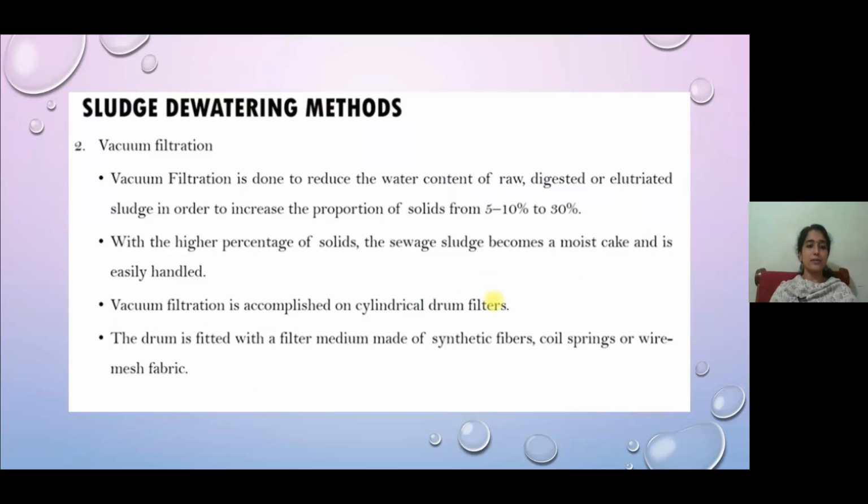Then the next method, that is vacuum filtration. Vacuum filtration is done to reduce the water content of raw, digested or elutriated sludge in order to increase the proportion of solids from 5 to 10 percent to 30 percent. With the higher percentage of solids, the sewage sludge becomes a moist cake and it is easy to handle. Vacuum filtration is accomplished on cylindrical drum filters. This drum is fitted with a filter medium made of synthetic fibers, coil springs or wire mesh fabric.